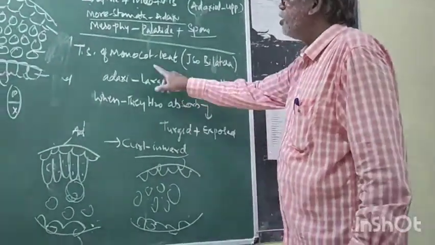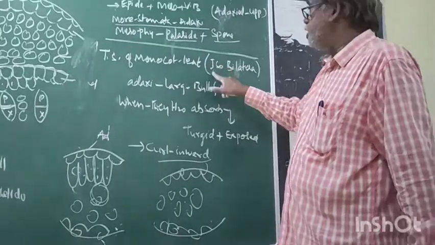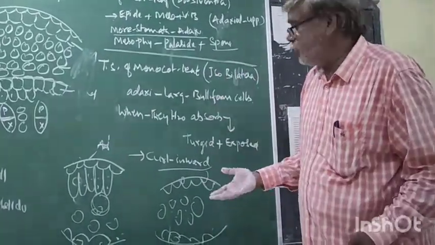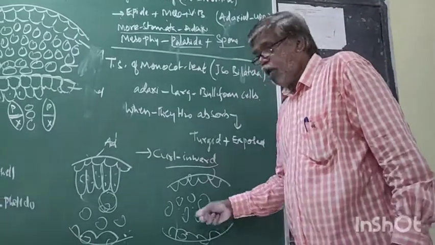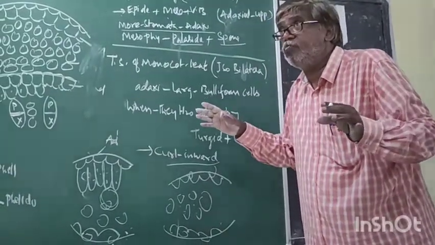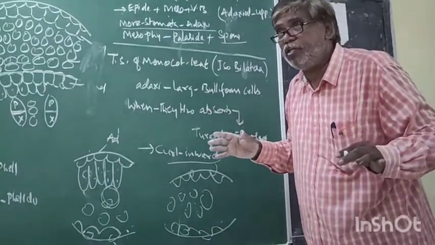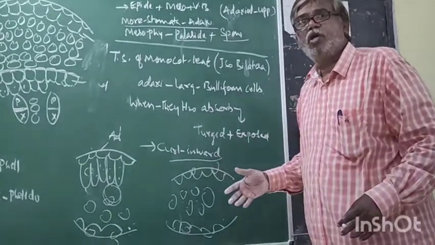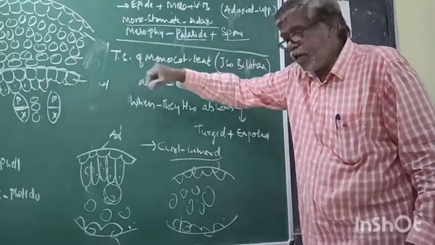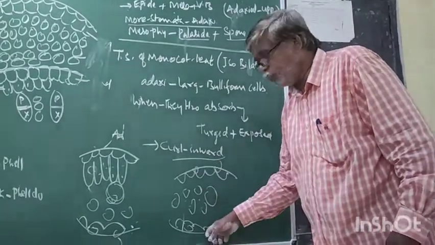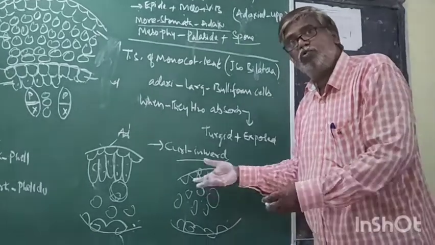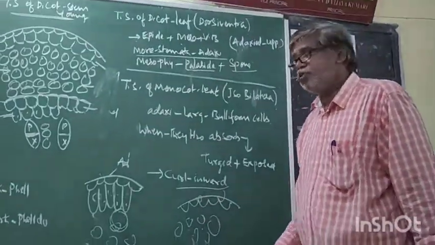But the TS of a monocot leaf is isobilateral. That means bilateral, iso means same. So the adaxial and abaxial sides appear the same, we cannot differentiate because their internal anatomy is the same, not like a dicot. The stomata number is the same, and the mesophyll tissue is also the same, not differentiated.